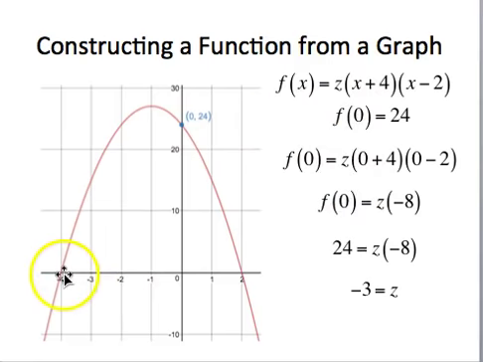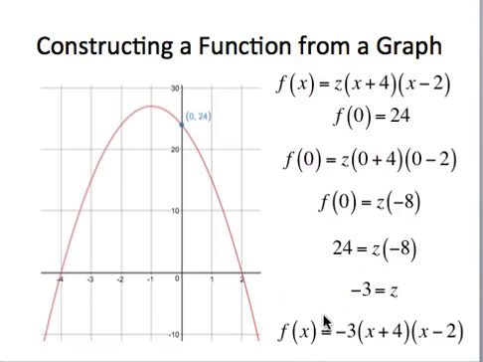So I had this graph with this point a zero, this point a zero, and this point that enabled me to figure out the multiplier. Putting all that together, I'm going to plug the -3 in for z here, so that my answer is f of x is -3 times x plus 4 times x minus 2.